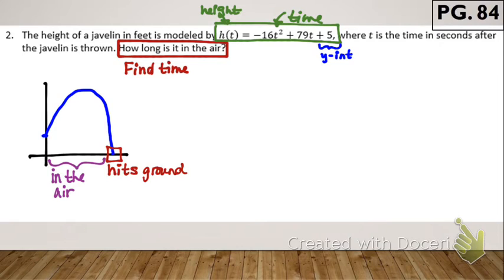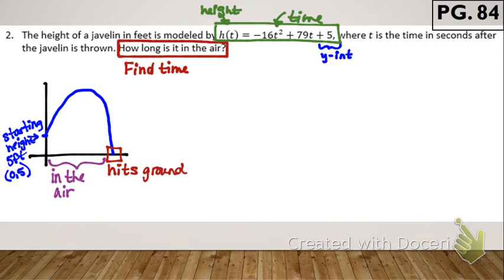Here's where the javelin is at the beginning. So about 5 feet. That's our y-intercept. Starting height, or height of the person. Well, and then also think, you don't throw it from the top of your head, right? You throw it from about here. Starting height, 5 feet. 0, 5.